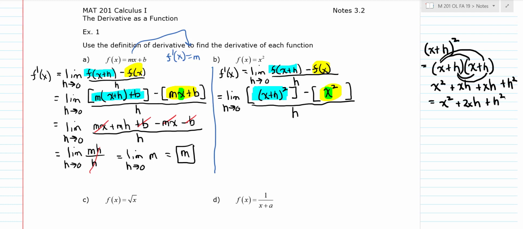So what we're going to do then is, this is what I just did, this part right here. So let's replace that in our next step. So the next step we would have is the limit as h goes to 0.